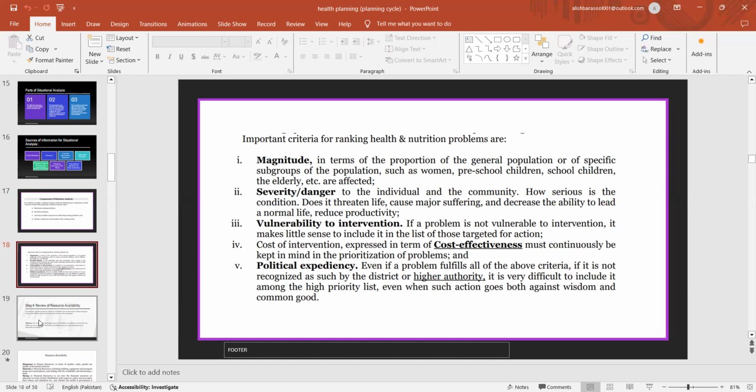If a problem is not vulnerable to intervention, it makes little sense to include it in the list of those targeted for action. Cost of intervention, expressed in terms of cost effectiveness, must continuously be kept in mind in the prioritization of problems, and political expediency. Even if a problem fulfills all of the above criteria, if it is not recognized as such by the district or high authority, it is very difficult to include it among the high priority list, even when such a good action goes both against wisdom and common sense.